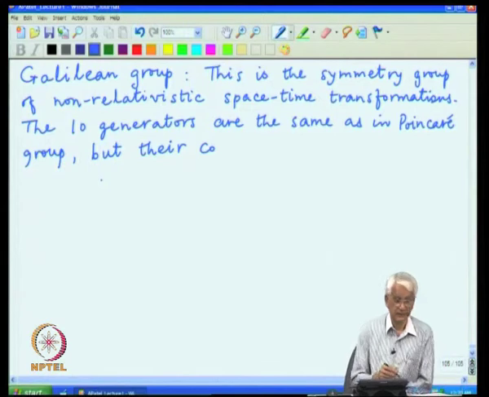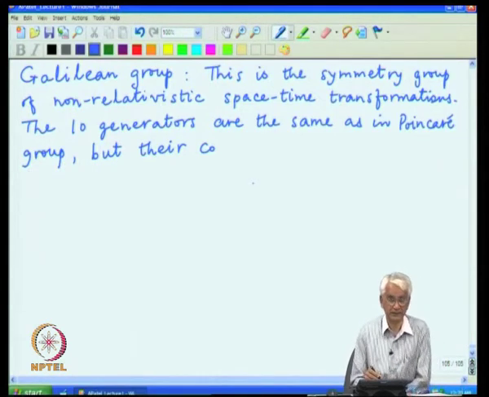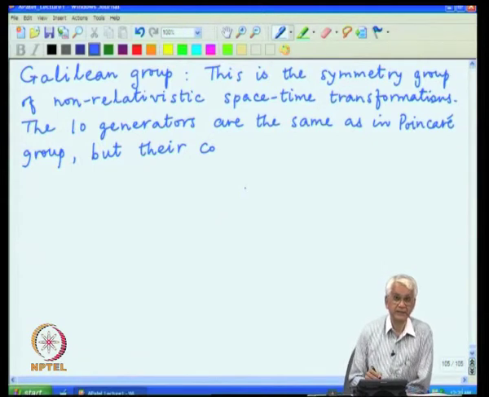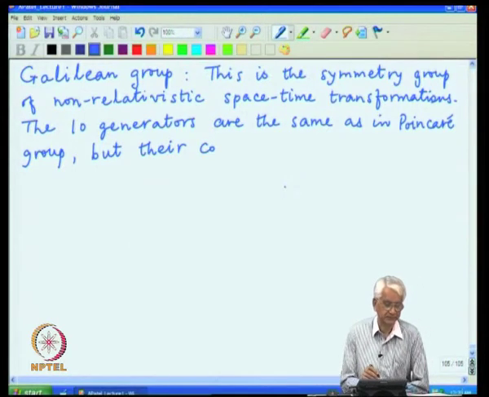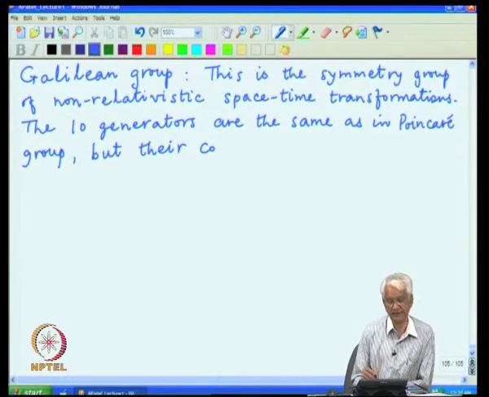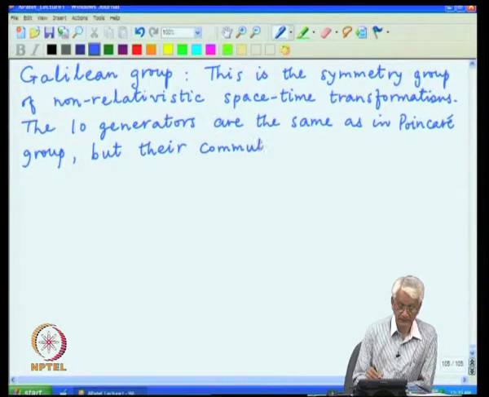One can start out by looking at what is happening in the Poincare group and take a particular limit where the velocity v is much smaller than the speed of light in magnitude, and in that particular limit what happens is some of the commutators simplify, in the sense that the right hand side may become of the order of v by c, and then one can equate that to 0, and so one has a simplified algebra of the same 10 generators, which will describe the Galilean group.